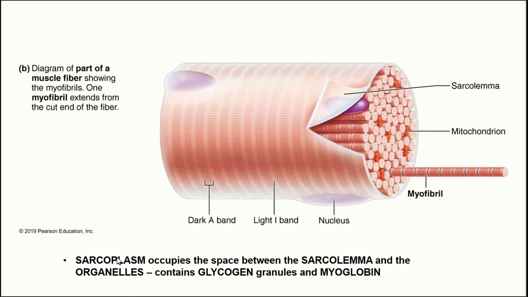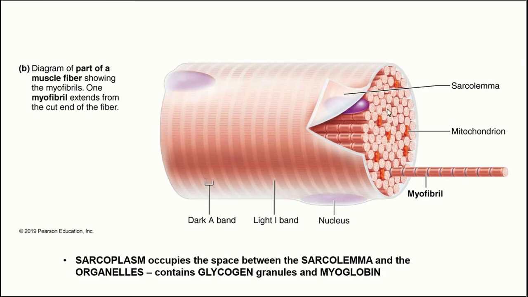The sarcoplasm is pretty similar to the cytoplasm of other cells, but the key difference between sarcoplasm and cytoplasm in other cells is that the sarcoplasm contains lots of glycogen granules. So remember, glycogen is a long chain of stored glucose that the cell can use as fuel to make ATP. Another thing that we also see in the sarcoplasm is a red pigment that's called myoglobin. And myoglobin is very similar to the hemoglobin that's in your blood. Its job is to bind and store oxygen in the skeletal muscle cells.